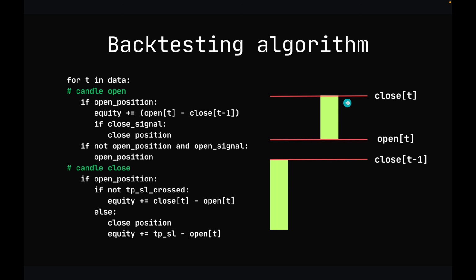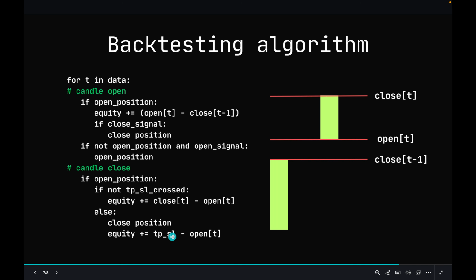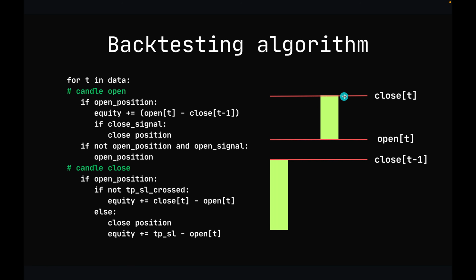And finally, at the close, I check if I have any open position, and if any take profit or stop loss level is crossed, I increase my equity by the return defined by the take profit or stop loss level minus the open of the candle. If not, I just increase it by the body return.